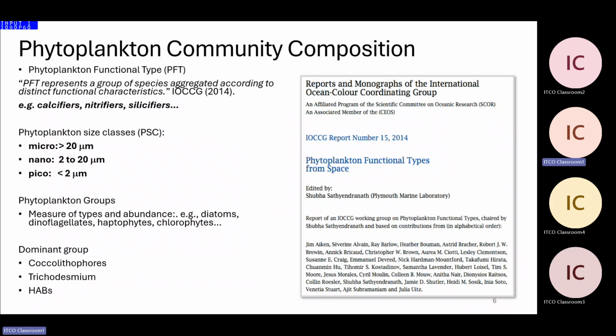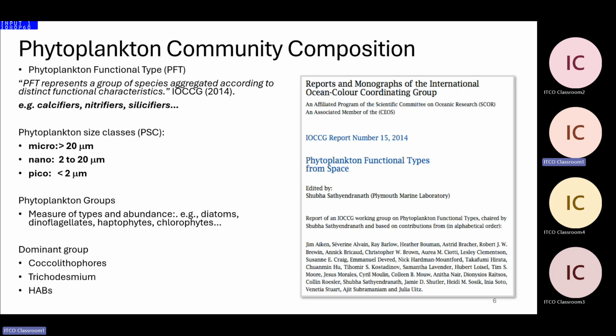Okay, so how do we classify? When we say phytoplankton community composition, what are we talking about? For a while, the terminology we used was phytoplankton functional type. When I say function, there's a definition here from the IOCCG report: it represents a group of species aggregated according to distinct functional characteristics. So sometimes you might have species from different groups lumped together based on their function in the ecosystem. They're calcifiers, nitrifiers, silicifiers, etc.